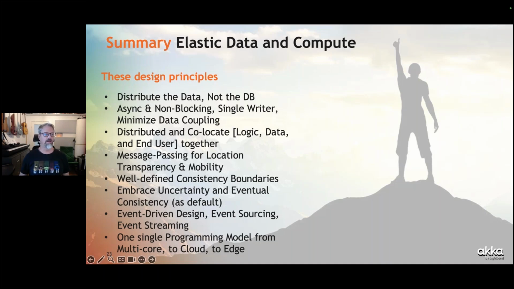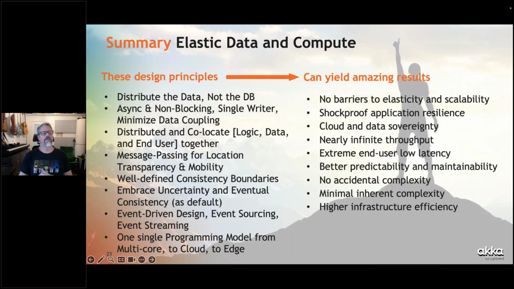Asynchronous, non-blocking I/O, compute and communication is extremely important. If you rely on these principles, they can really yield amazing results, as we've seen over the last decade, removing the barriers to elasticity and scalability, and also to resilience to some extent.